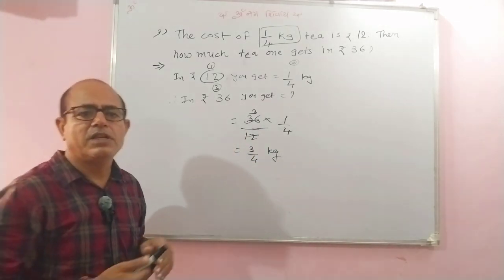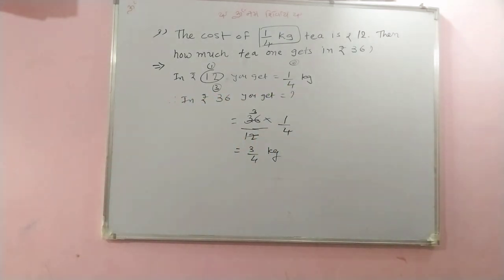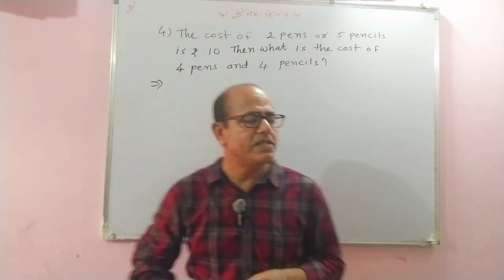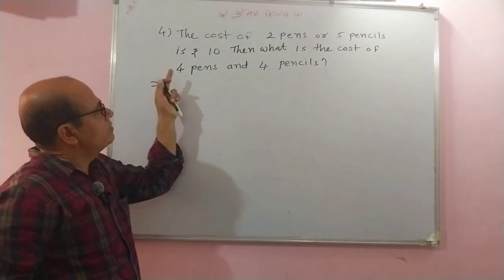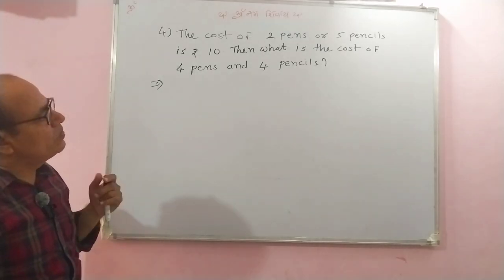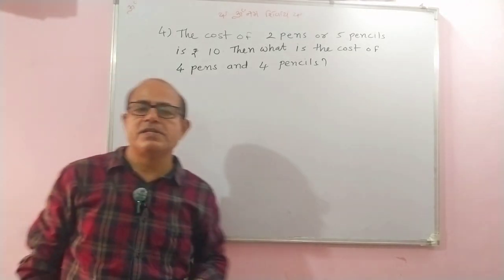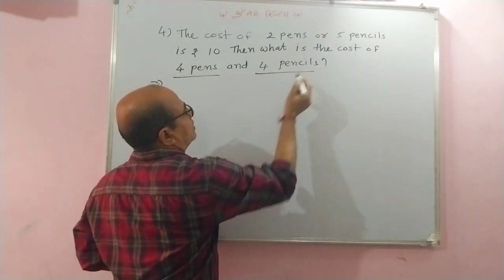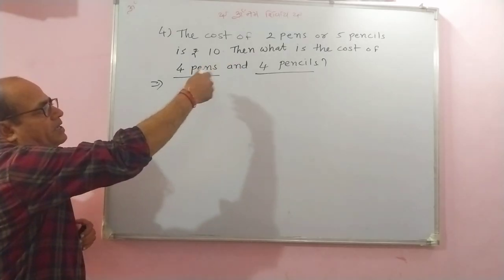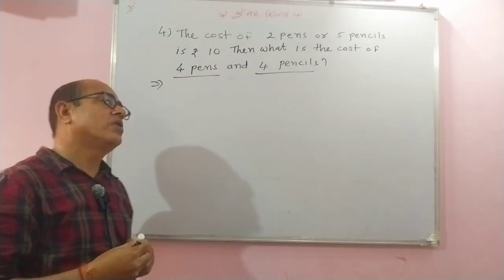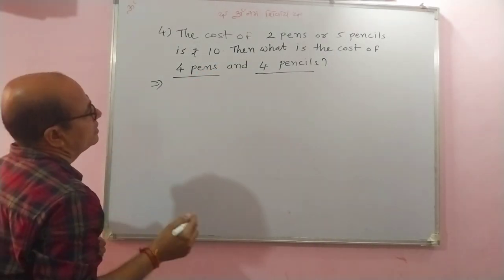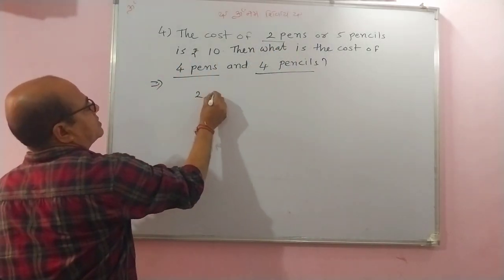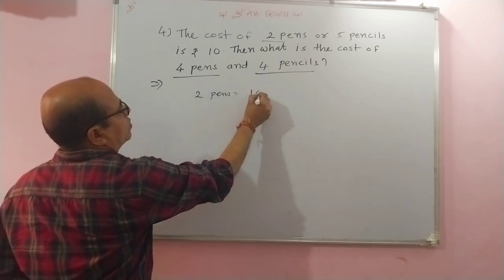Okay, now next sum is somewhat different. Now this question is like this: the cost of 2 pens or 5 pencils is equal to rupees 10. Then what is the cost of 4 pens and 4 pencils? So first of all you have to find out the price of pens and the price of pencils, right? So here first of all 2 pens cost is equal to how much? 10 rupees. So 2 pens is equal to 10 rupees, right?